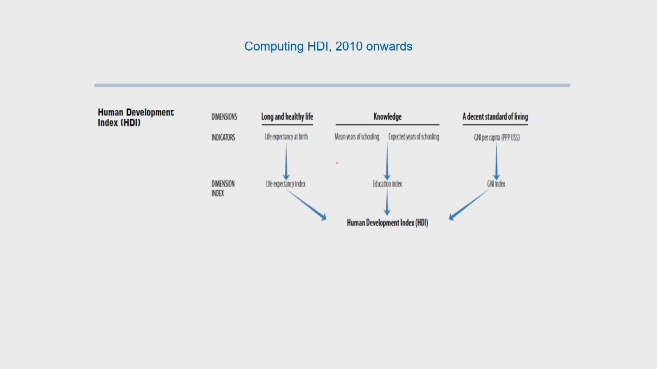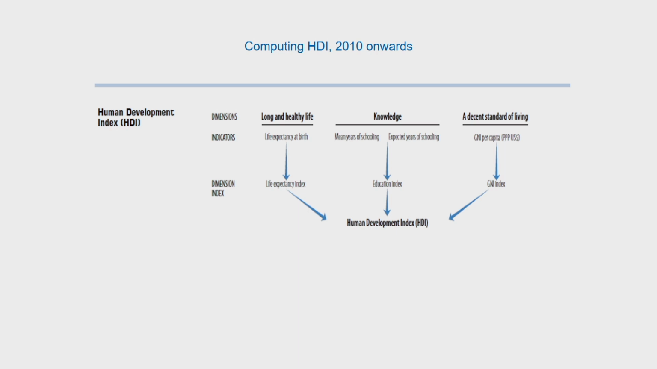The knowledge dimension changed again from adult literacy rate and combined enrollment ratios to mean years of schooling and expected years of schooling, and then the education index was constructed. This education index was also constructed by taking a geometric mean average of both of these indicators, and then a decent standard of living. This also changed from a product calculation to an income calculation.